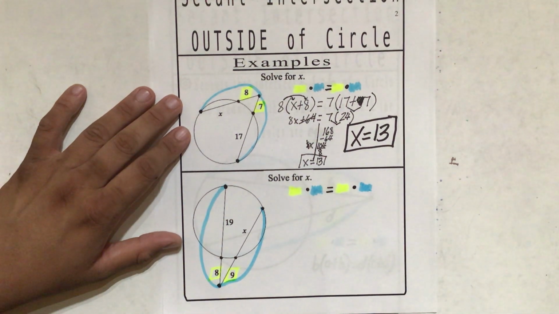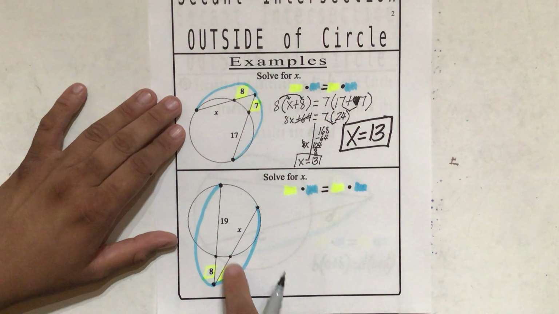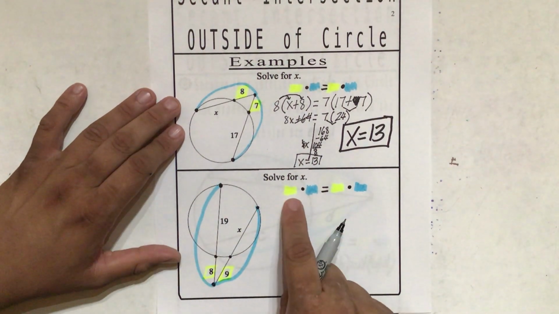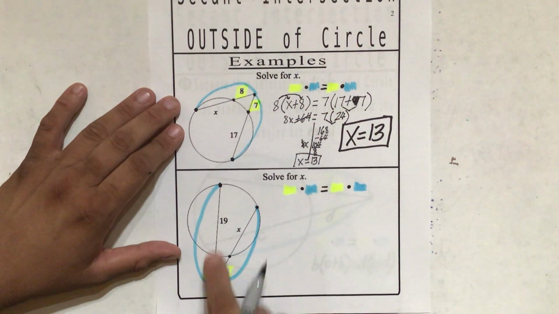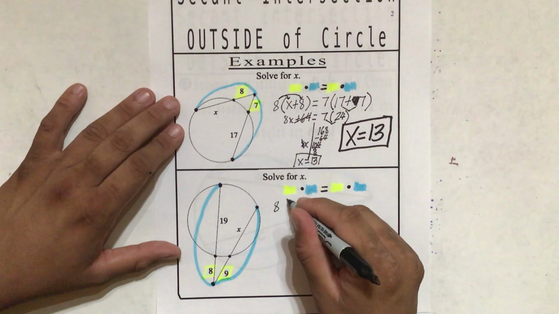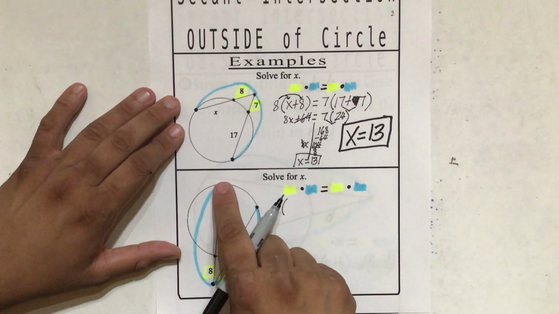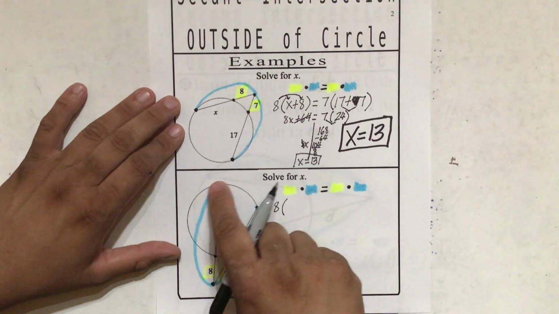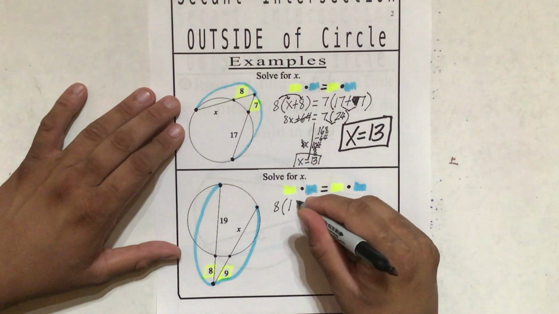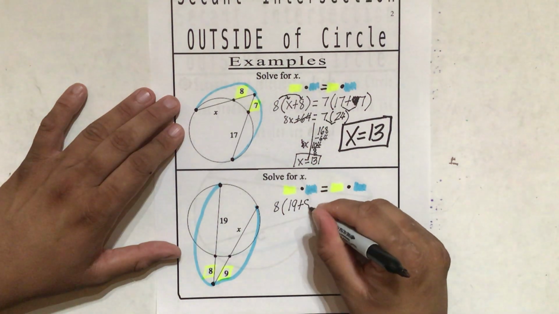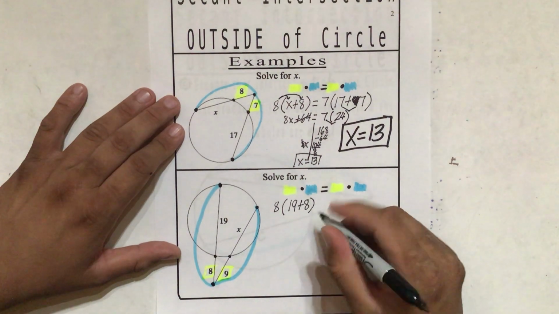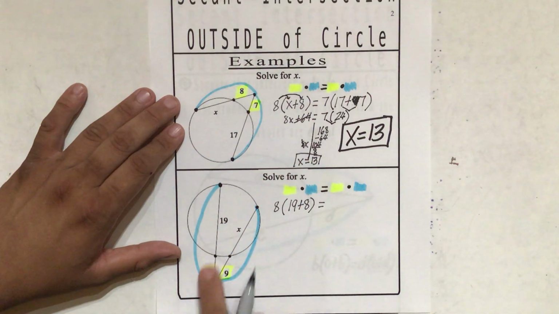All right. So let's take a look here. Let's do this left secant here first. So what is my yellow on this one here? It's 8. So I'm going to say 8 times, I'm going to use a parentheses, blue. The whole thing is both 19 and 8. So I'm going to say 19 plus 8 is blue, the whole thing, is equal to. So we took care of this secant.